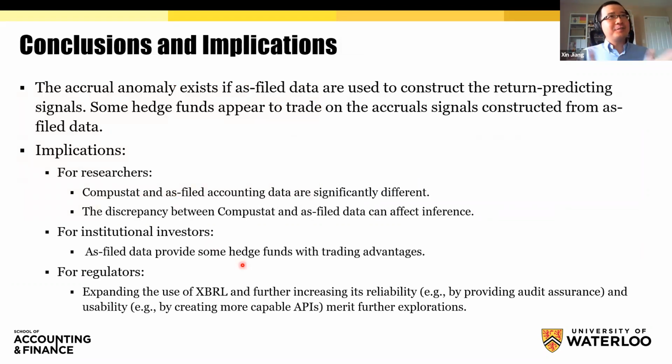Okay, so this is pretty much the study we have done. Overall, we find that the difference between XBRL data and the Compustat data, the researcher version of the Compustat data, is large enough to affect the research inference. So as researchers, we have to be cautious about the data difference. We also find for the practitioners, the investors, the XBRL data could provide them with some trading advantages. And given the usefulness of the XBRL data, from the regulator's perspective, they should think about how to increase the XBRL data reliability and usability. Like Stephen just pointed out, it may not be easy to process the XBRL data. And we think more XBRL studies are definitely needed to deepen our understanding.